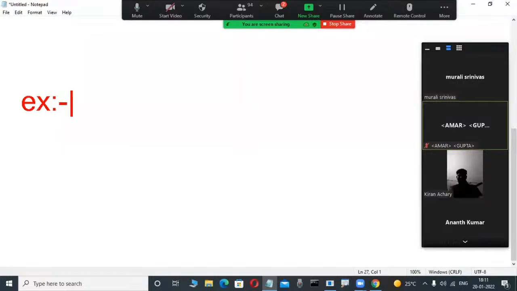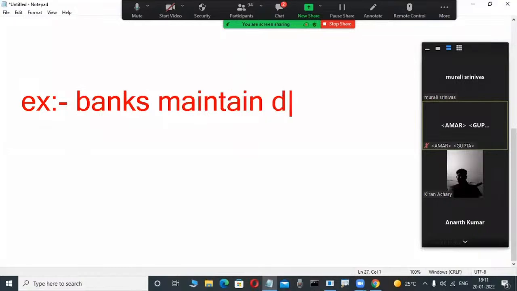There are many applications. One of the applications I'm taking is the bank. Banks maintain databases. What is the purpose? They maintain a database for storing something. Suppose account holders deposit some amount. You are also depositing some amount. Your details, your name, address, phone number, your balance, your account number, are important to store permanently.